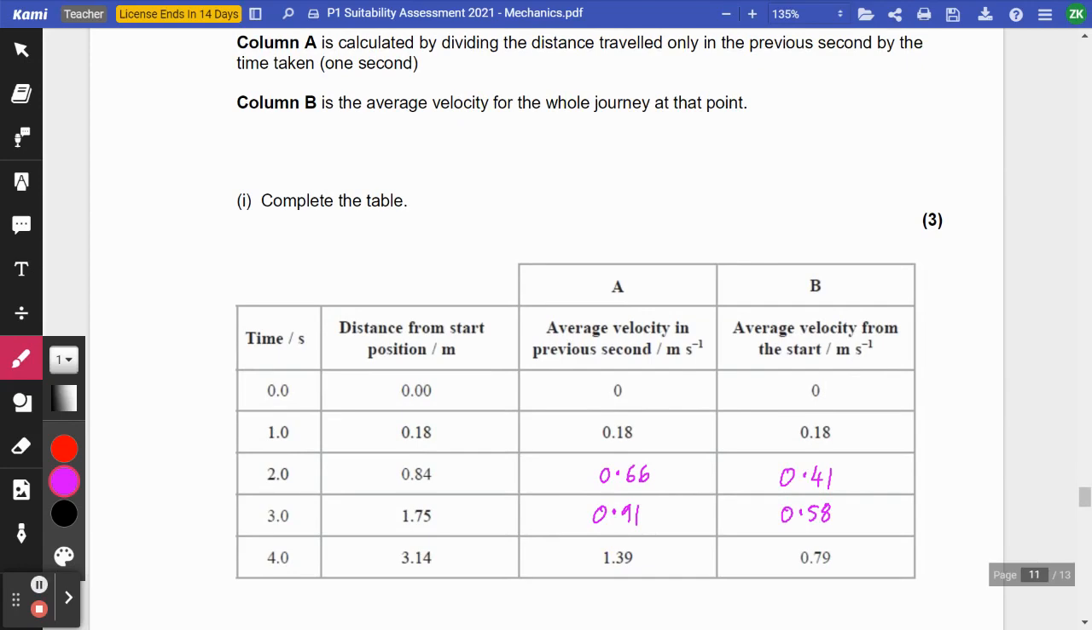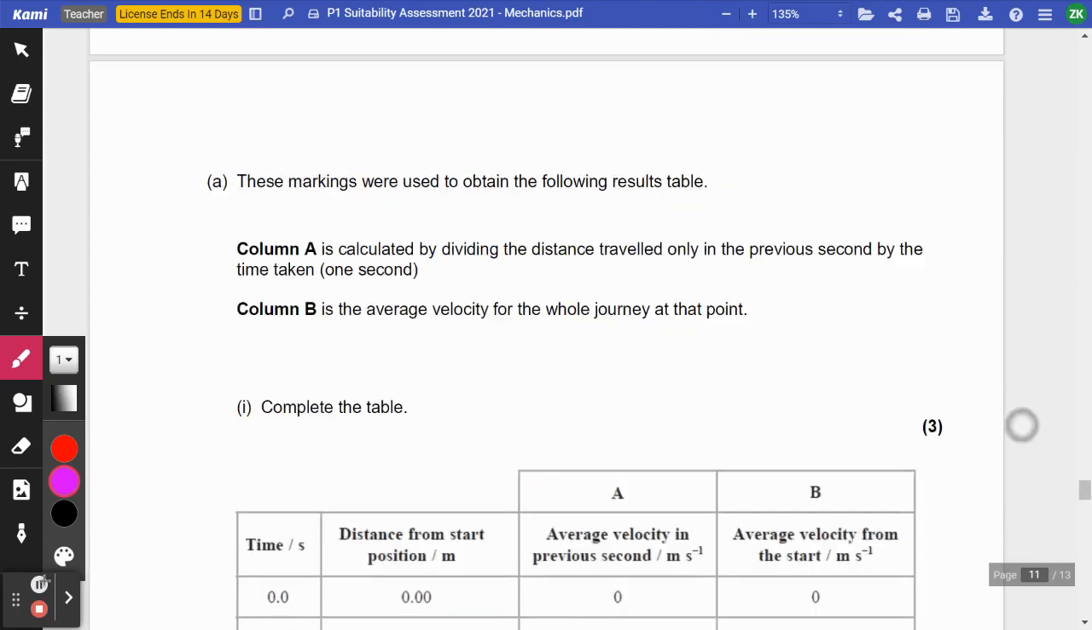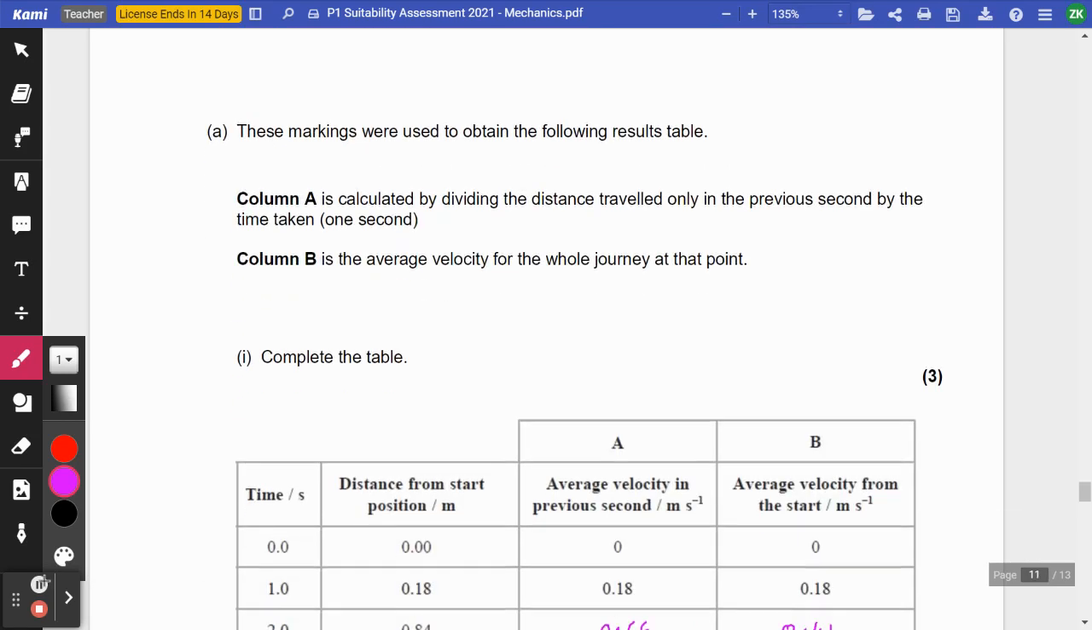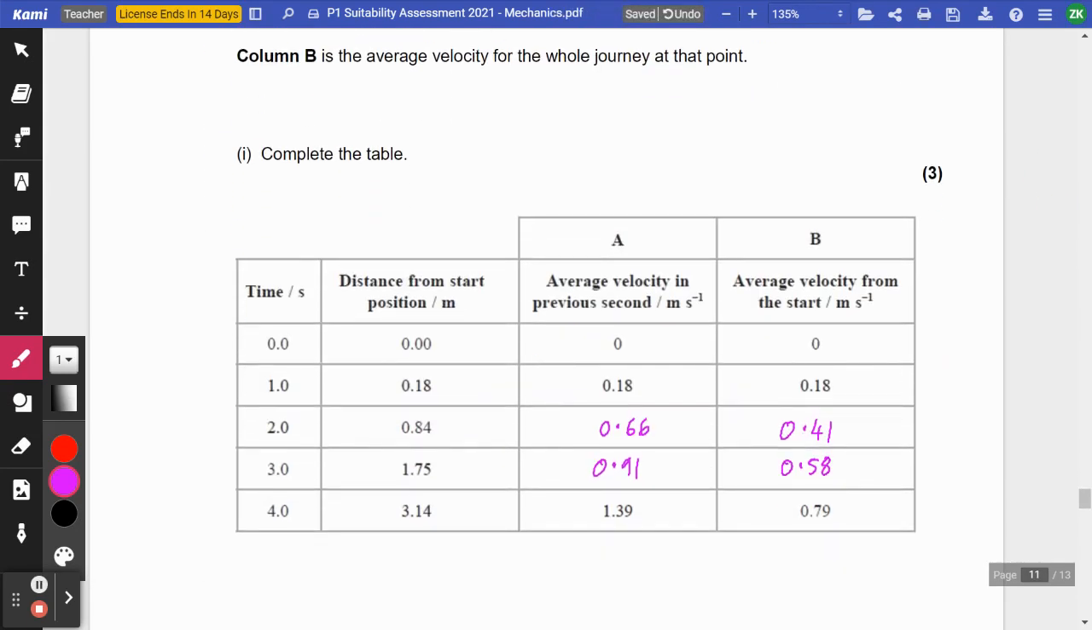Okay, so at 2 seconds, the previous second, so from 1 second to 2 seconds, the distance traveled was 0.66 meters, the difference between 0.84 and 0.18, and that was traveled in 1 second. So that was 0.66 meters per second.